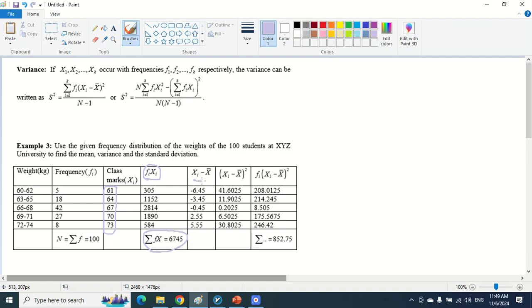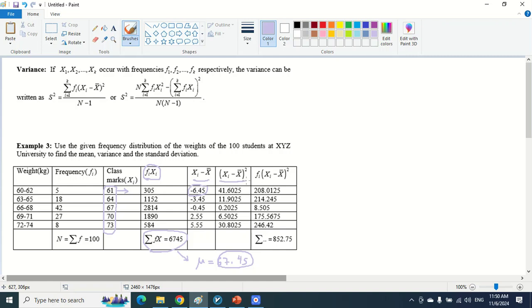Then we calculate xi minus x bar, which is the difference between each element and x bar. Look at it, the addition of them is like this, and you divide it by 100. Then from here you can find the x bar, or mu. For the table we use mu. Mu is equal to 67.45, so we divide by 100 and get this value. Now we subtract this value from a class mark, so 61 minus 67.45 will be equal to minus 6.45, which you can see over here.